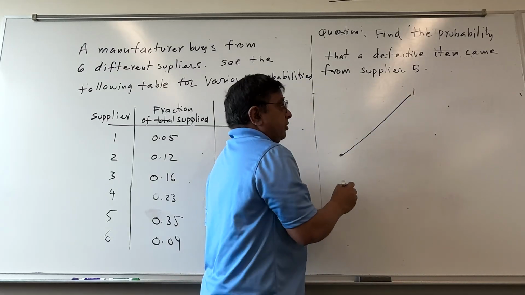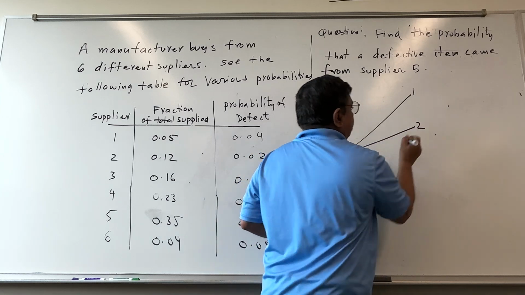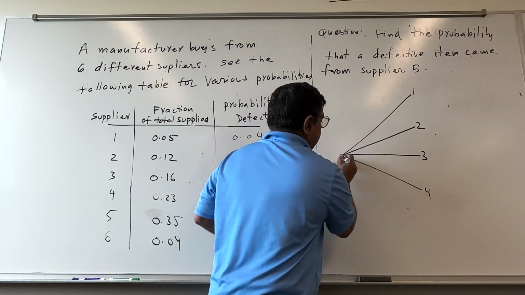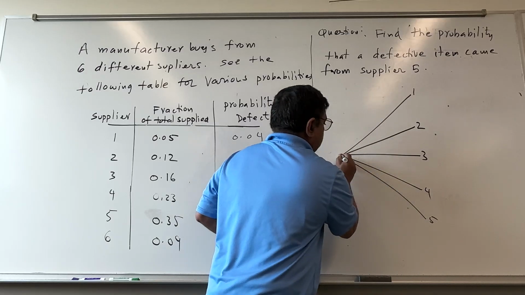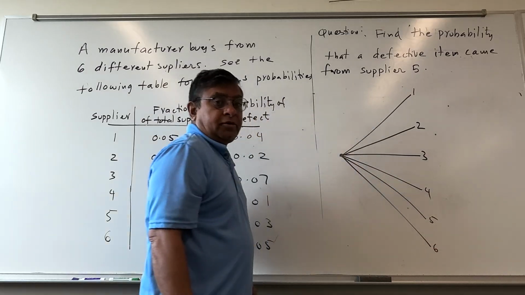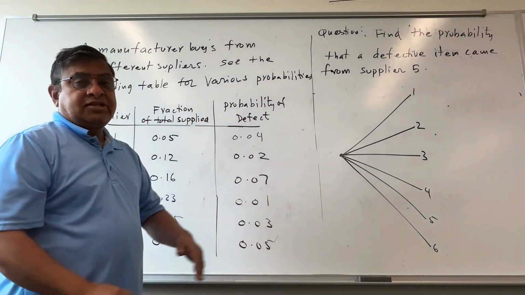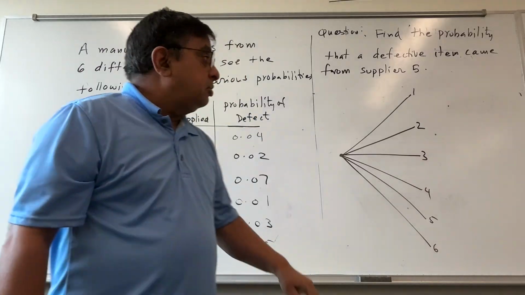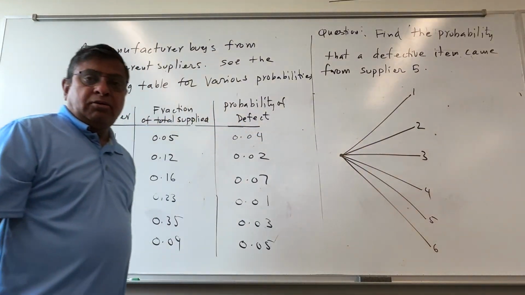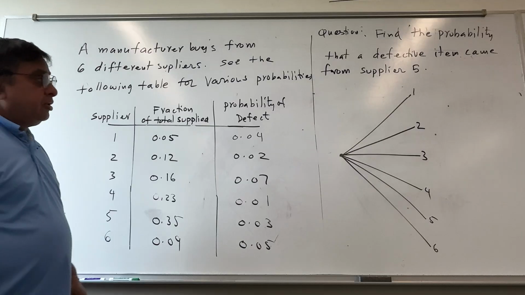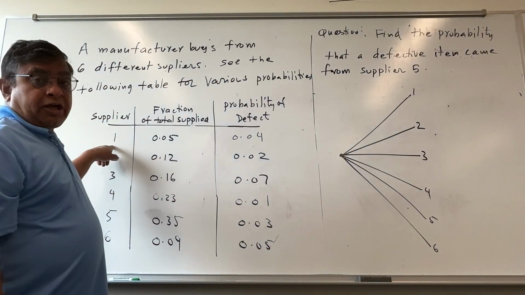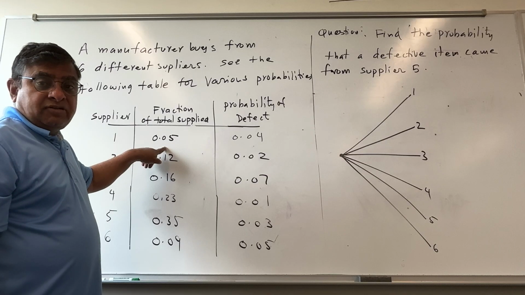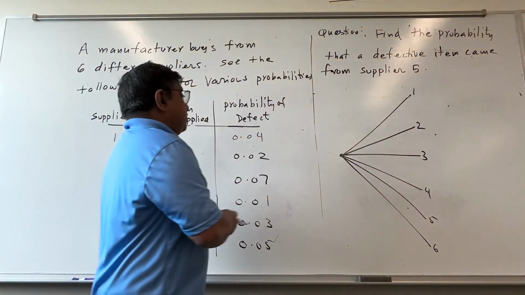1, 2, 3, 4, 5, and 6. So there are 6 branches here, 1 from each supplier. Now, on these branches, write down the probabilities. Supplier 1 provides 5% of the material to the manufacturer. So this is 0.05.